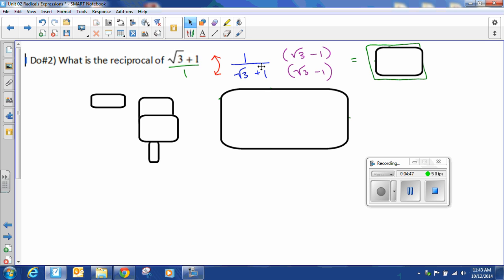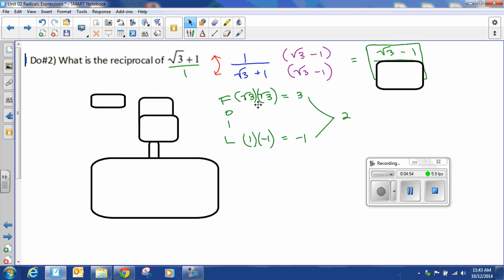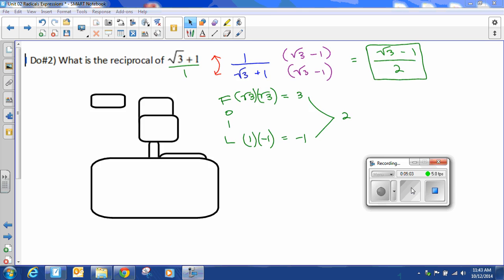The numerator is easy because 1 times anything is anything. And the denominator must be FOILed. Radical 3 times radical 3 is 3. And 1 times negative 1 is negative 1. 3 minus 1 is 2. Final answer is radical 3 minus 1 over 2.